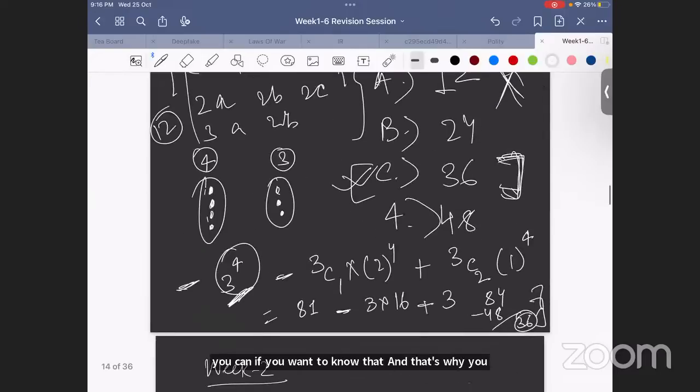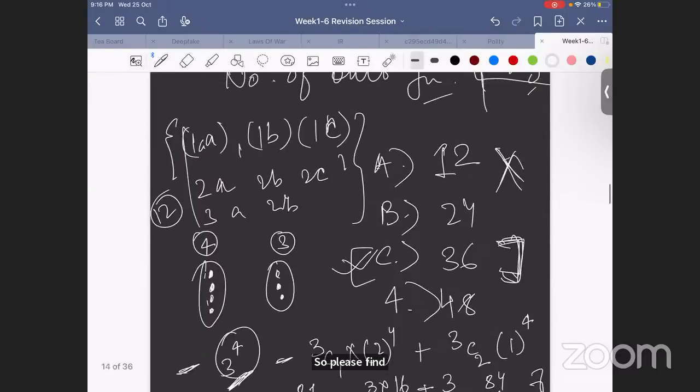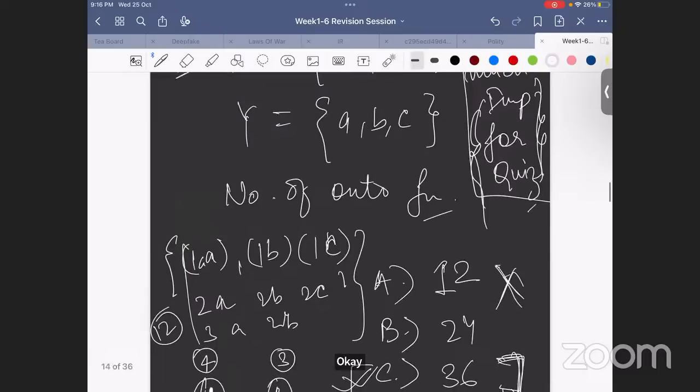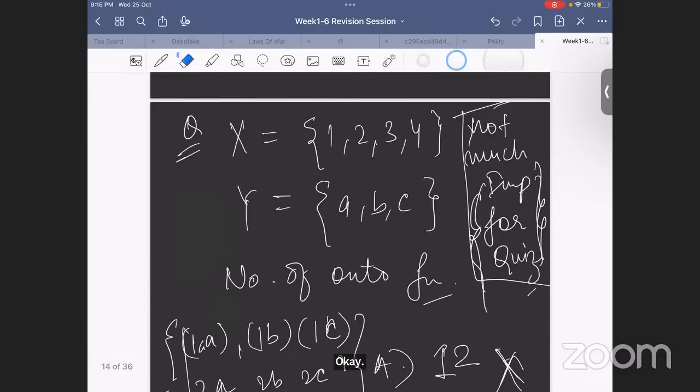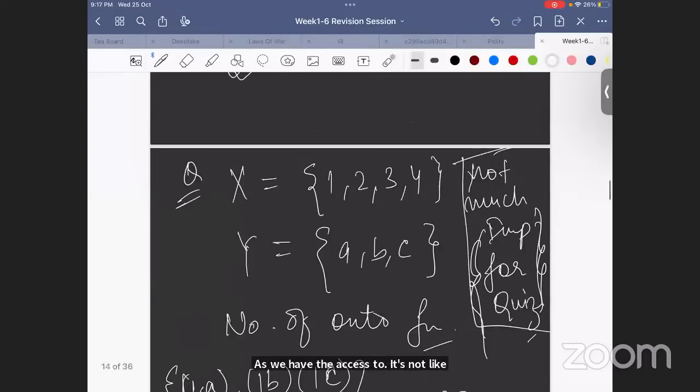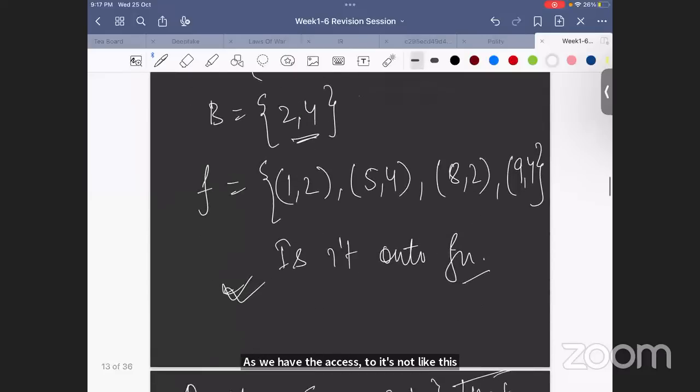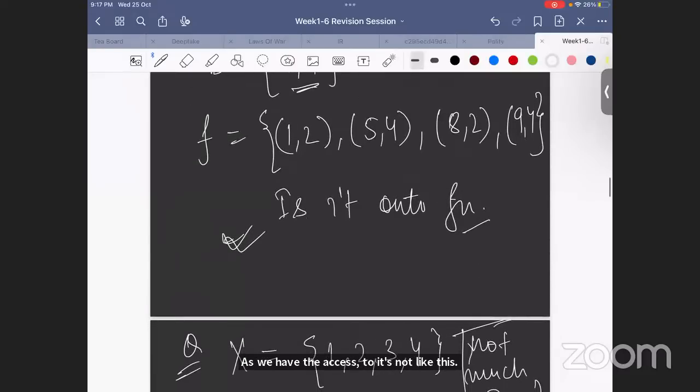So please find the onto functions in the equations, with variables. As we have x square plus 2x plus 1, like this. That type of polynomial function. I don't understand that. In the first week, was there any difficult question where you have been given a polynomial?